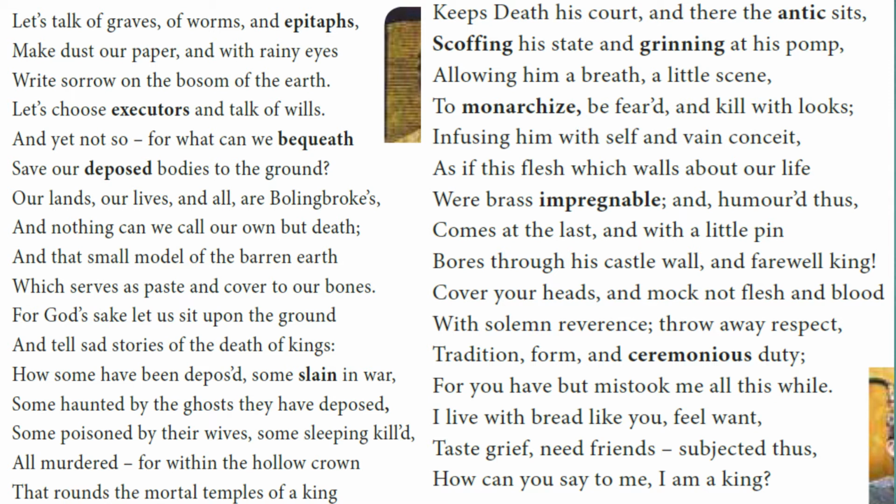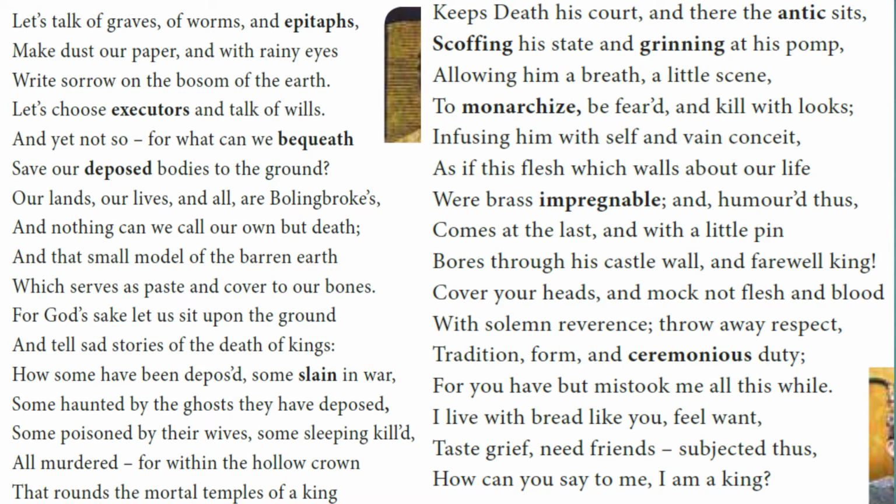Here King Richard says that I had a land and a life and all. Now it is in the hands of Bolingbroke. Nothing I am, except death. Death is only for me. So I have only death.